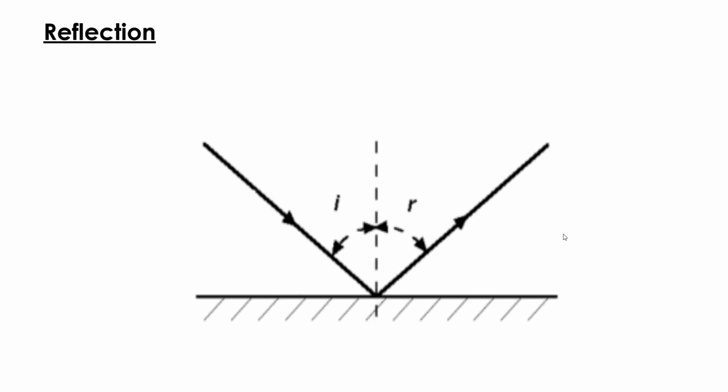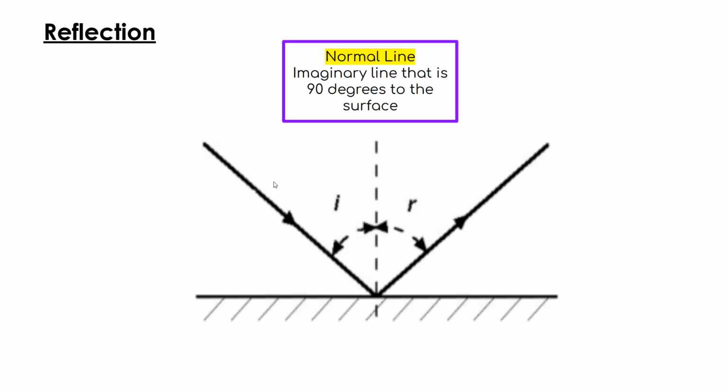So let's go through an example of labeling a diagram that includes reflection. The first thing that we have is our normal line. Our normal line is an imaginary line that is 90 degrees or perpendicular to our surface. We're not sure what the surface is, but it's probably a reflective surface or a plane mirror. This is usually marked with a dotted line.